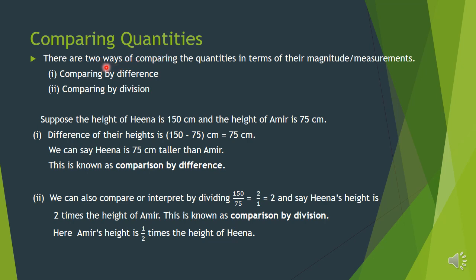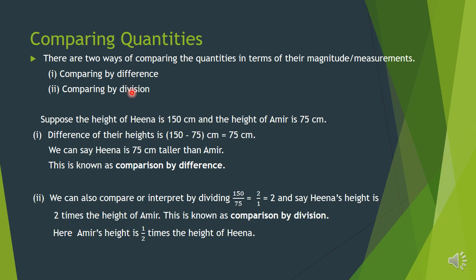There are two ways of comparing the quantities in terms of their magnitude or measurements. When we get two numbers related to something, we can compare them in two different ways. Number one, comparing by difference. Number two, comparing by division. One is by finding the difference. Difference, you know children, is the number which we get after subtraction, and division, you know what it is.